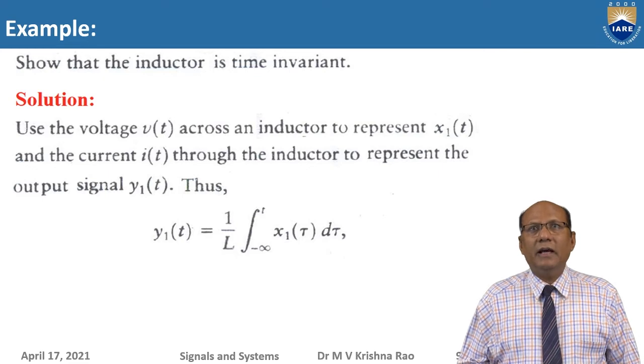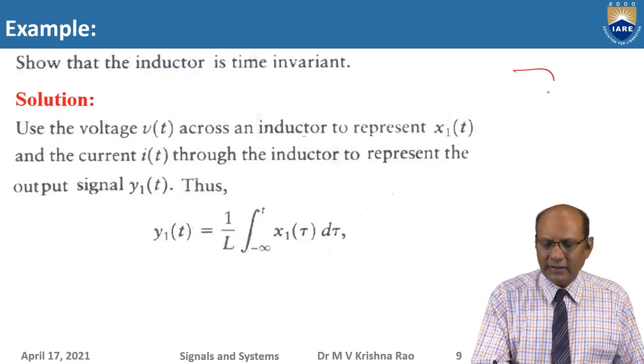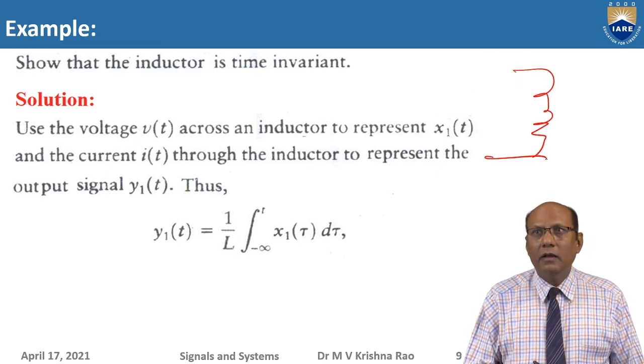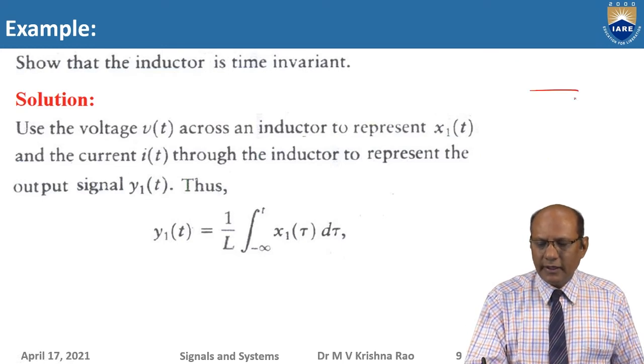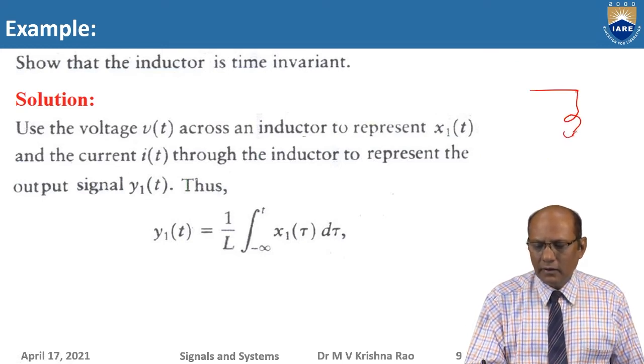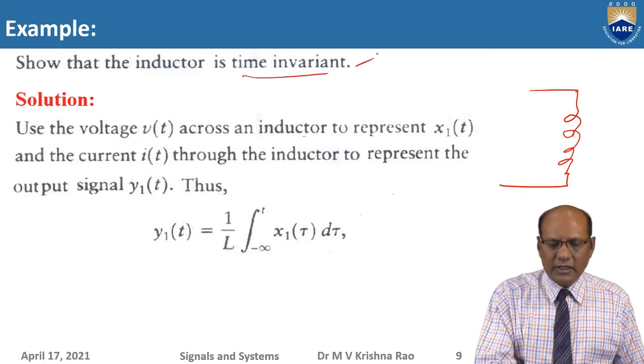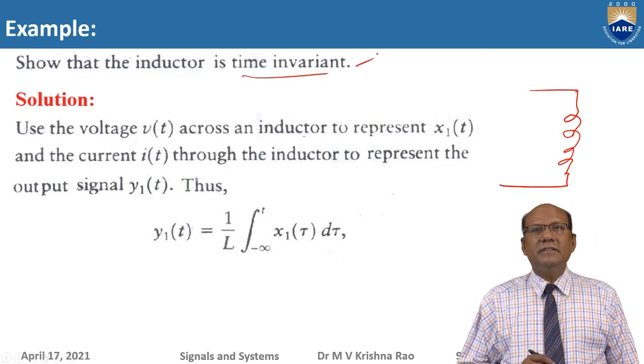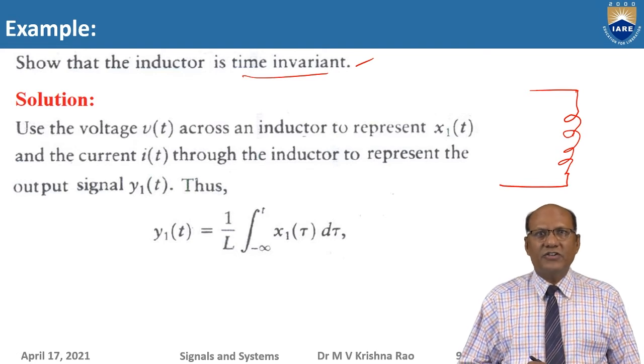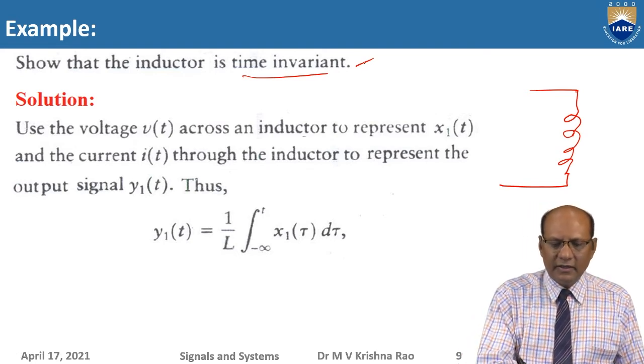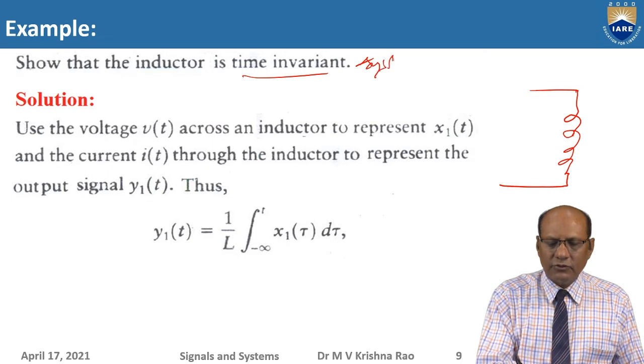Okay, so take the one example of inductance again, and take one inductance here, and prove that the inductance is an example of a time invariant system. Inductance is a time invariant system. This is what we have to prove.